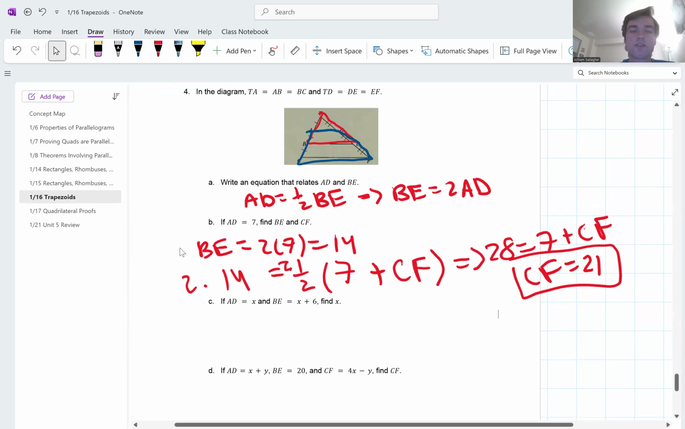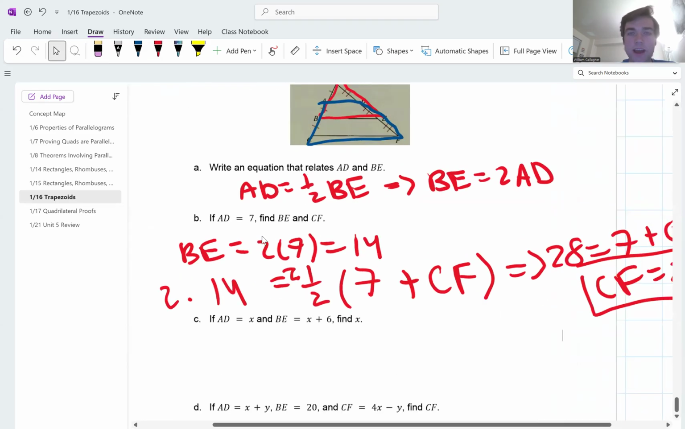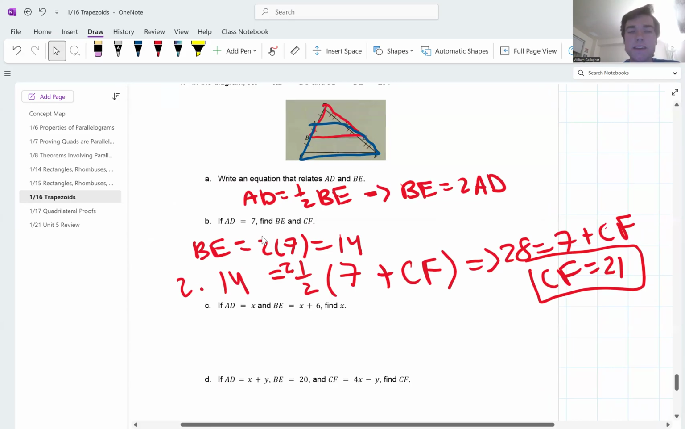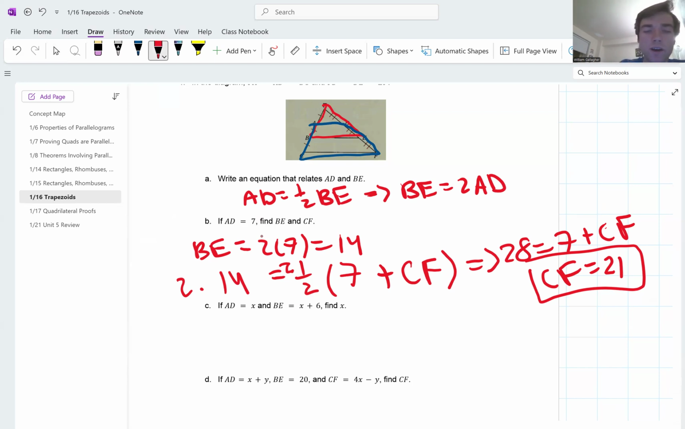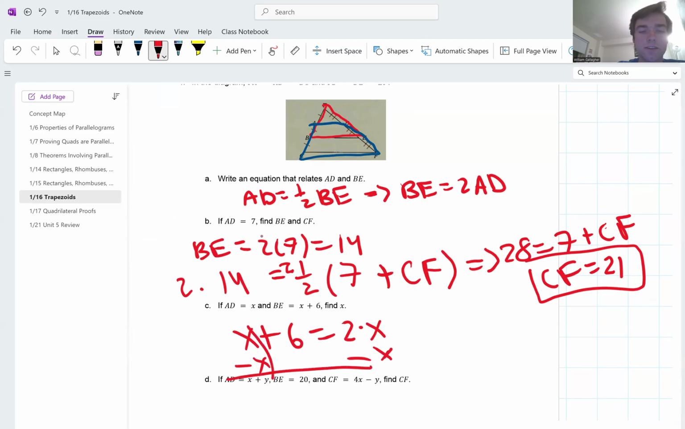If we look at question C, if AD is equal to X and BE is equal to X plus 6, let's find X. So again, we can go back and use that first equation, linking BE and AD. So X plus 6 is going to be 2 times X. So what I'm going to do here is subtract X from both sides. And so X is equal to 5.